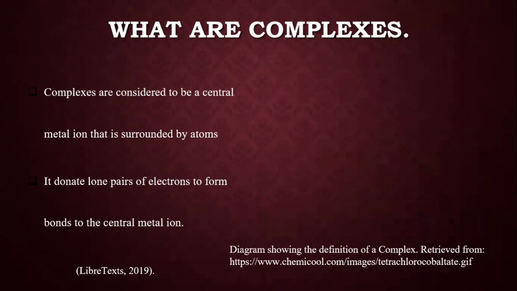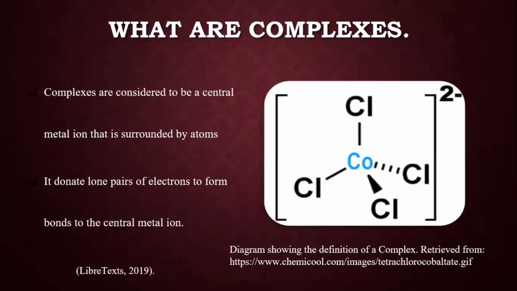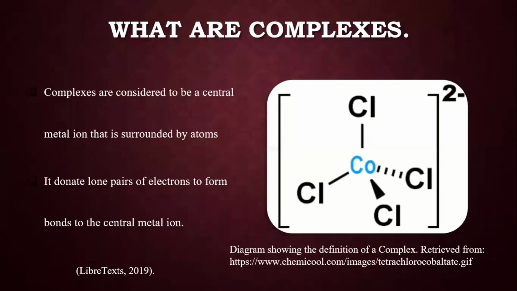What are complexes? Complexes are considered to be a central metal ion that is surrounded by atoms. It donates lone pairs of electrons to form bonds to the central metal ion. Complex ions are a form of metal ion surrounded by ligands that are coordinately bound to the metal ion, forming a complex.